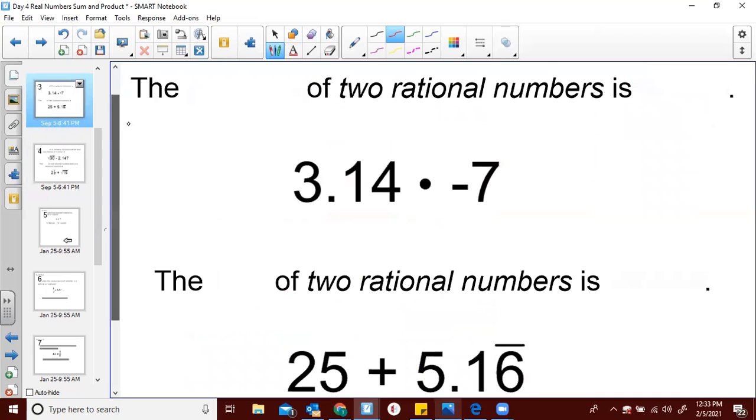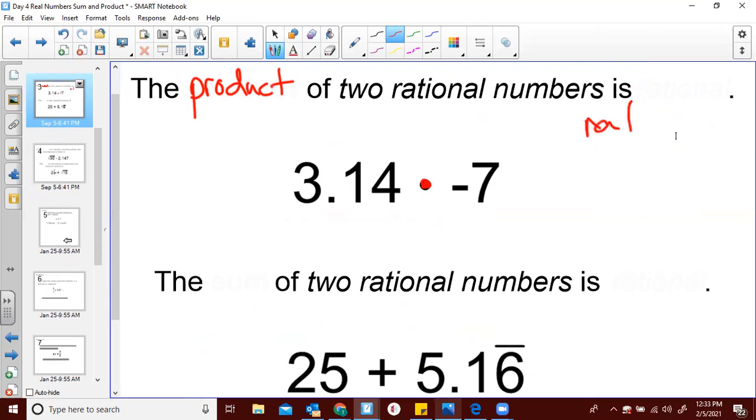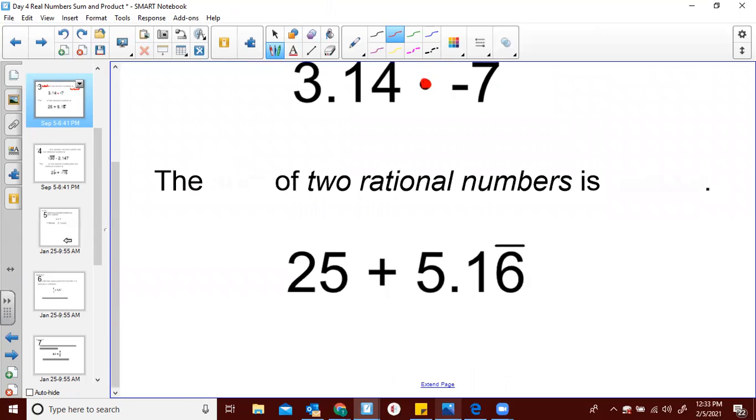All right, so the product of two rational numbers, right? We have a rational number here, 3.14 times, which is going to be our product, -7, is always going to be rational. All right, just like I said before, the sum, or addition, the sum of two rational numbers is always going to be rational.